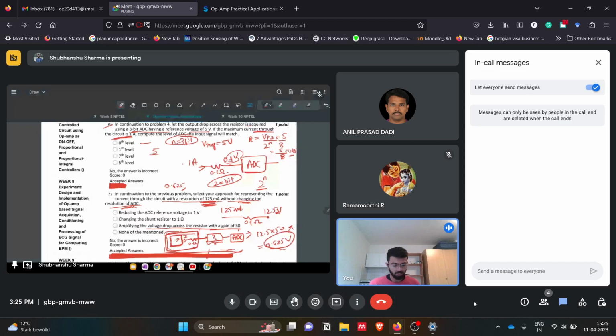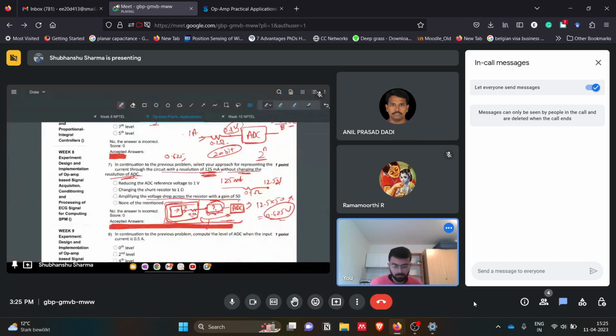And you were having this ADC also, but you have to interface both of these things. So what will you be adding in between to interface them correctly? That's why these things are there. So this is the seventh question.